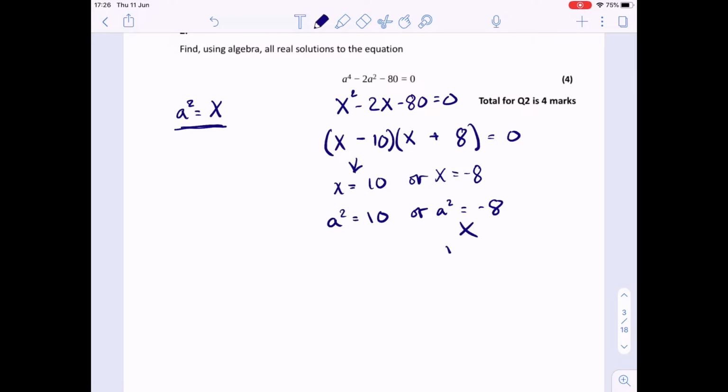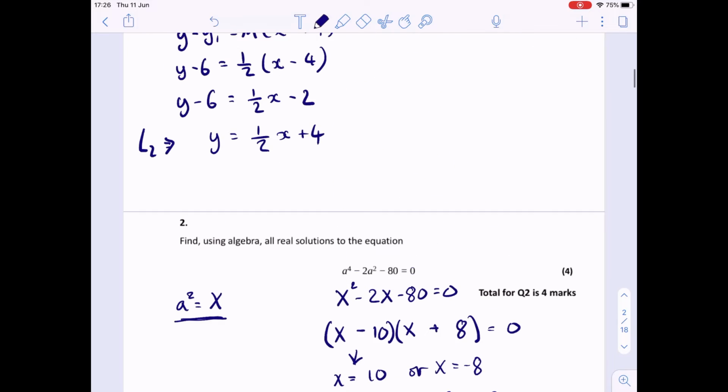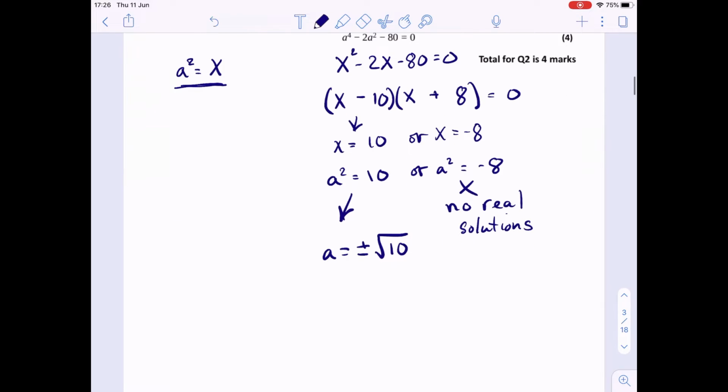Now, this will have no real solutions because you can't square root a negative. But this, however, if we square root, will have a plus or a minus root 10. And we can just leave it like that.